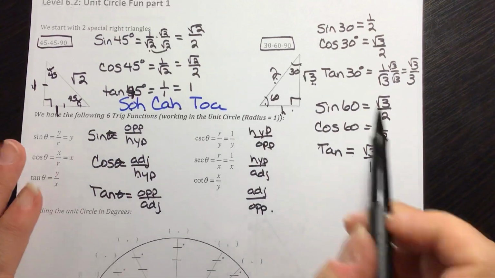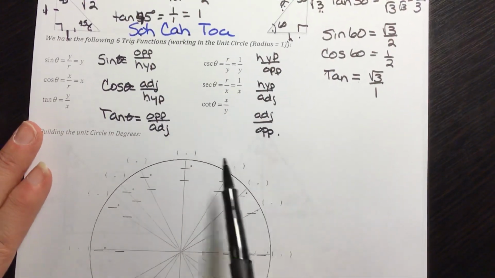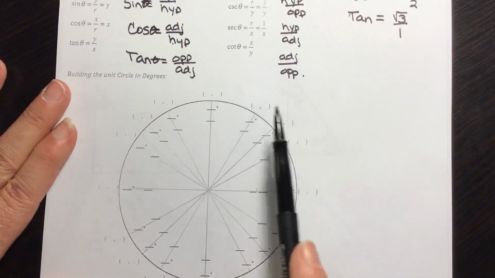Okay, so we're going to stop right here, and in the next class we are actually going to use a bunch of patterns to help us build the unit circle.